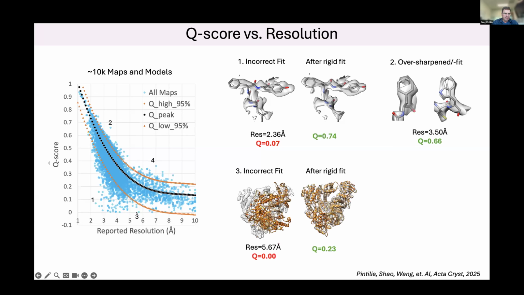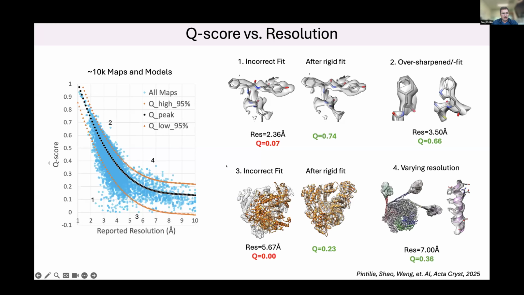In the case of number 3, another point here, the Q-score is 0. It's a 5.6 angstrom map, so it's outside of the 95 percentile. And here again, we see that it's just an incorrect fit. After you rigidly fit it, you get a Q-score of 0.23, kind of what you expect to see.